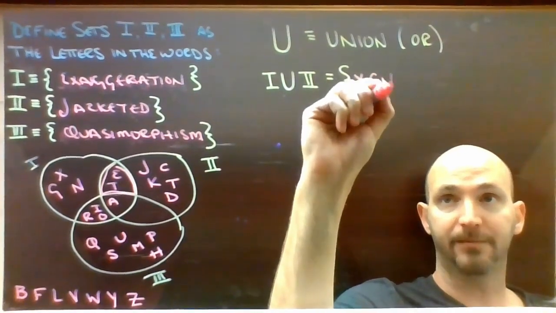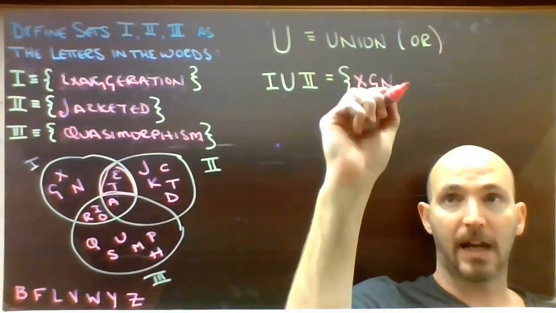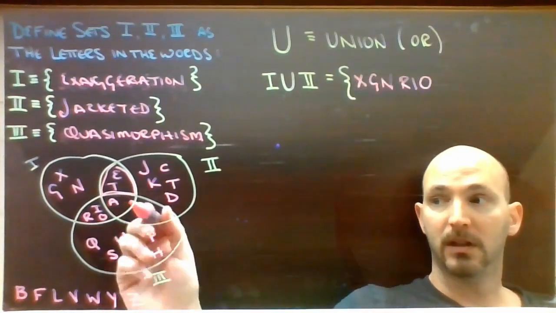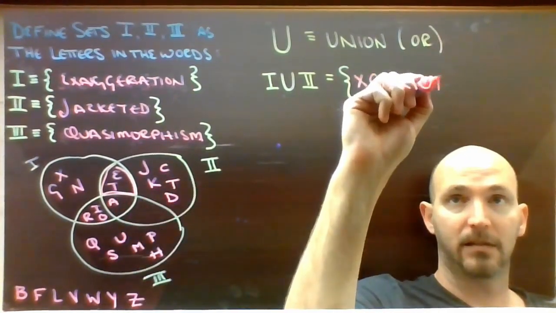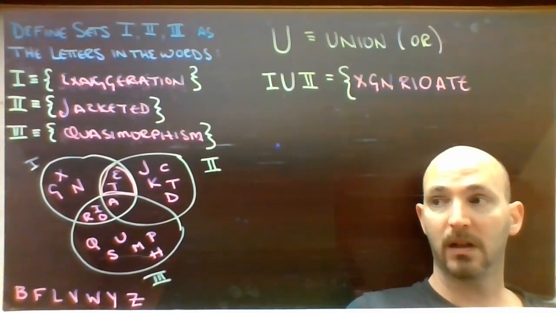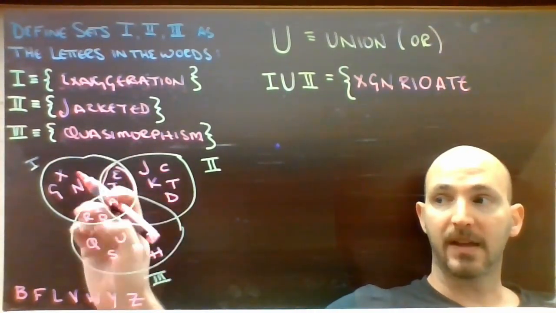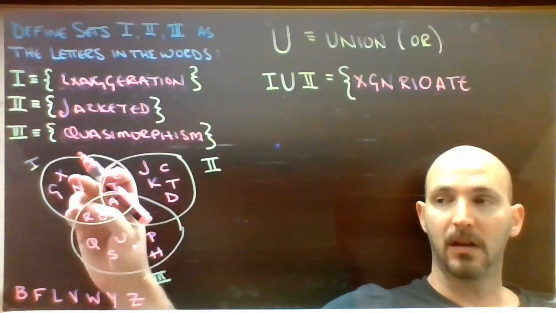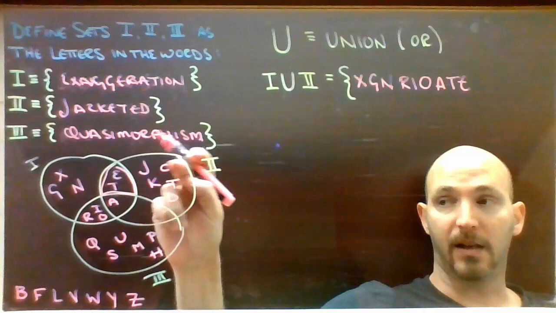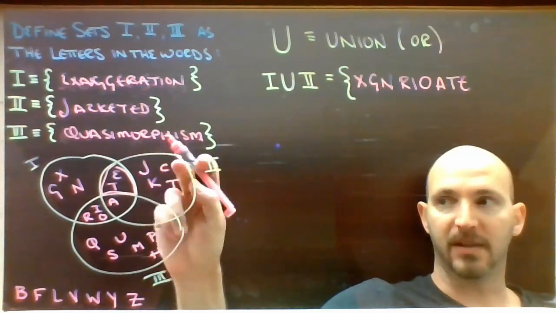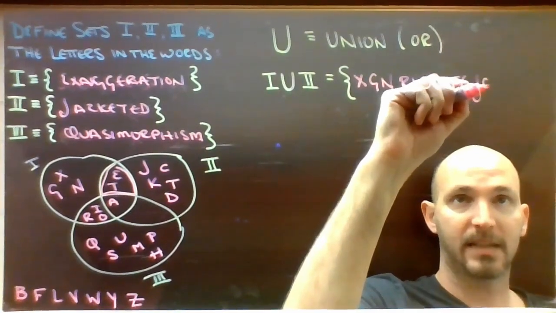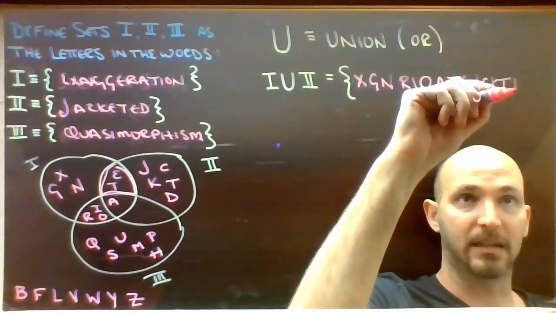If I start going through the list there, within set 1 I have X, G, and N. I have R, I, and O. I have A, T, and E. Those are the things that were in set 1. Now I need to include the things that were in set 2, because those ones count as well. So I need to add those letters: J, C, K, T, D.